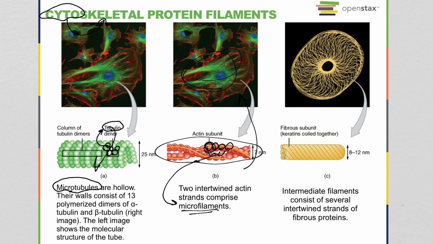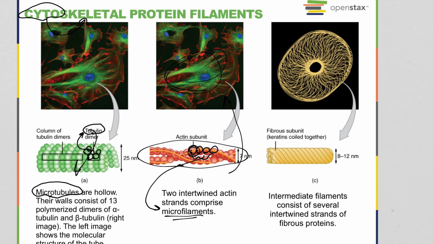Okay, and lastly, intermediate filaments. These are much thicker, stronger structural proteins that are used for any tissue that needs to resist a lot of stress. So as an example, keratin is an intermediate filament, and you see all these proteins that are sort of woven around each other very tightly.